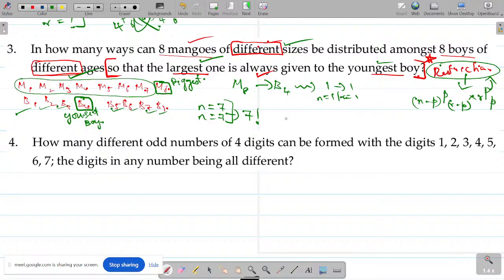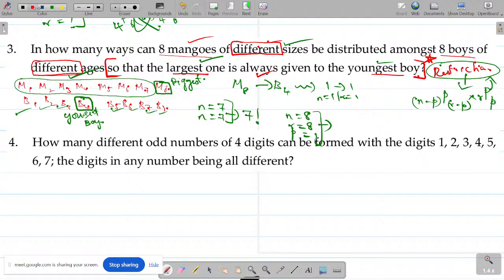What is n here? Okay, n is equal to 8. Totally n is equal to 8. What is r here? 8. Because I have to give all the mangoes to all the boys. Okay, what is p here? 1. The largest mango to the youngest one. So 1. Now we'll apply the formula. We'll see what is happening here.